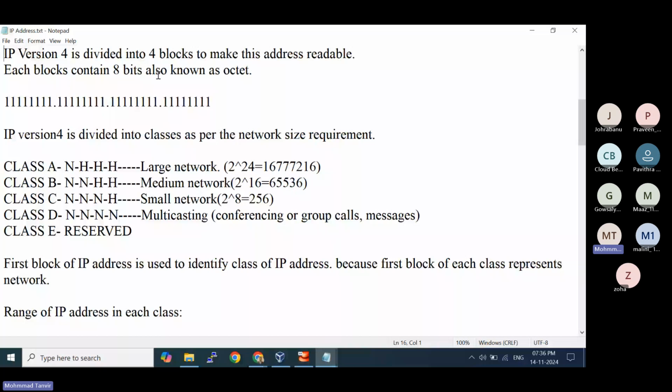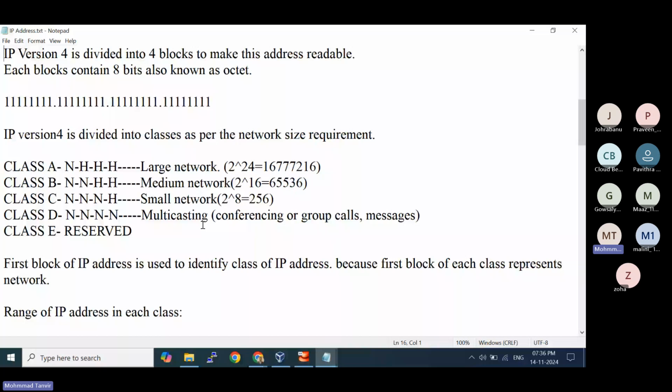Now, IP version 4 is divided into classes as per the network size requirement. So the network can be larger, the network can be medium, the network can be small, and there can be a network where we don't have any host. There is only network like that. That is called multicasting.